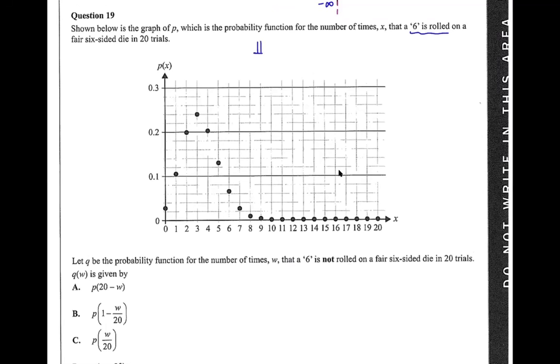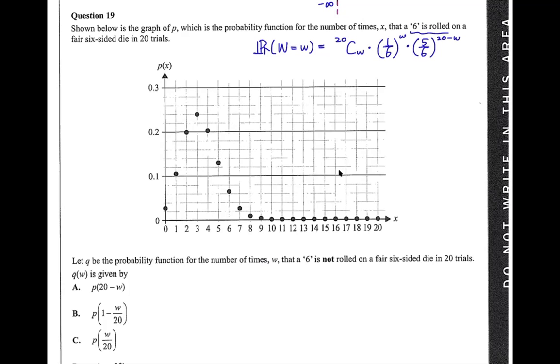So the probability density function will be P(W equals w), and this is 20 trials choose w successes. So a 6, 1 face out of 6 faces, to the power of w. Then the rest, 5 faces out of 6 faces. The remaining trials will be 20 minus w.